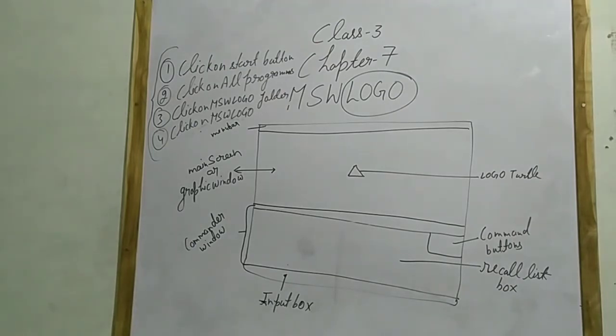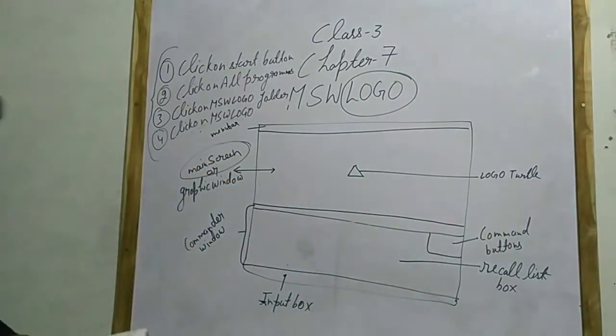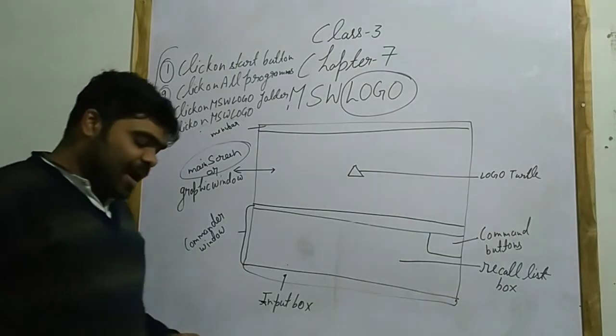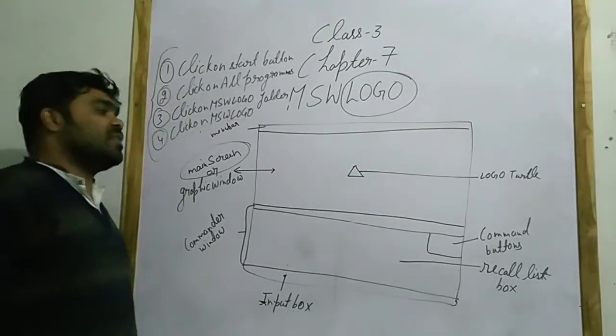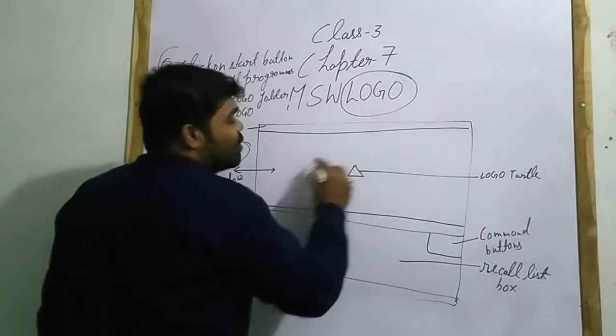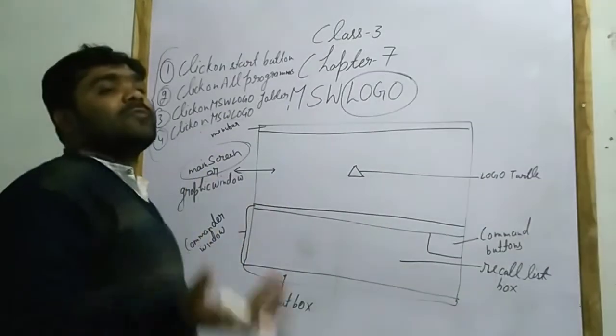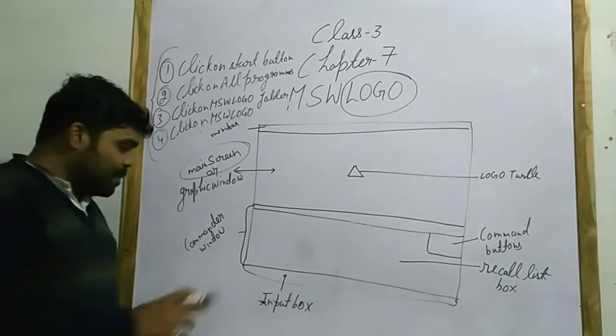What is the use of these? First of all, we will talk about your main screen. What is your main screen? The main screen is the area where you can draw pictures. The Logo turtle moves on this screen, according to the commands you give. After that, the commander window.